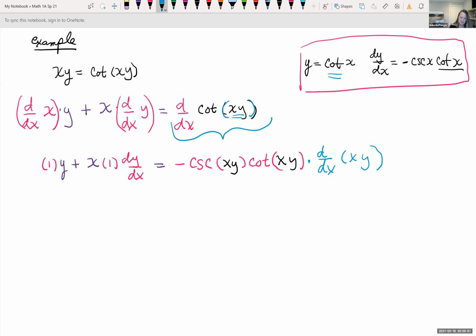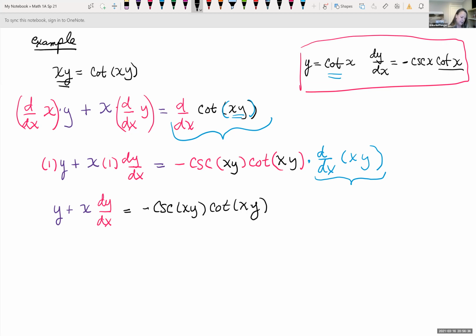So we're not quite done yet. Notice that we didn't even take the derivative of the inside here. But notice when we take the derivative of this inside, we're going to have to use the product rule again. So this would give us y plus x dy dx. Well, notice, isn't that the same thing we just took the derivative on this side? So we actually kind of did that work. So this is equal to negative cosecant xy, cotangent xy, times the derivative of this, we just did the work, times y plus x dy dx. That was the product rule of xy.